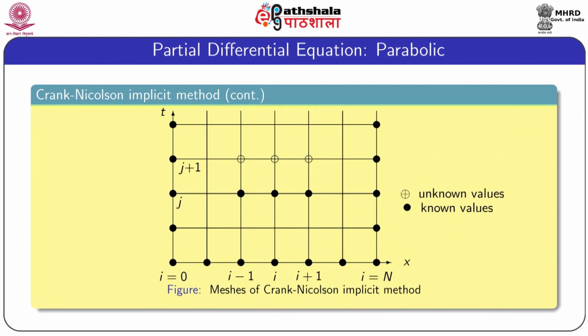This is the diagrammatic representation of Crank-Nicholson implicit method. Here also the filled circle represents the known values, that means the initial values, left boundary and right boundary are given or known, and the open circle represents the unknown values of u. And from this diagram we see that if the three values at level j are known, then we can calculate the three values at level j plus 1 using the Crank-Nicholson implicit scheme.